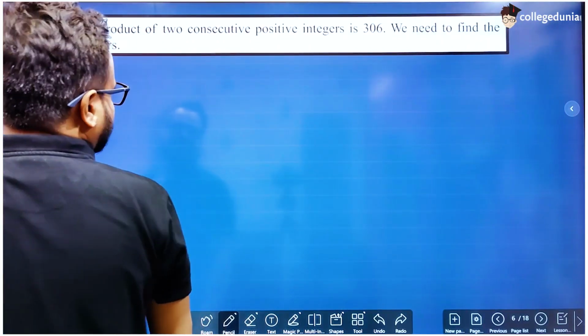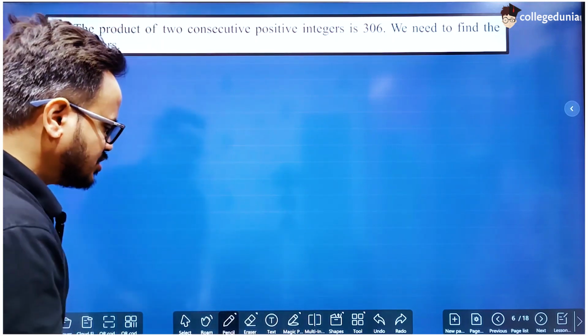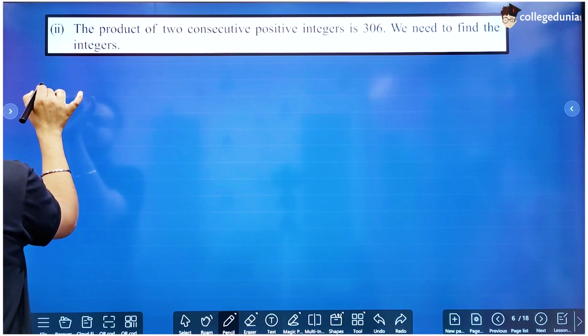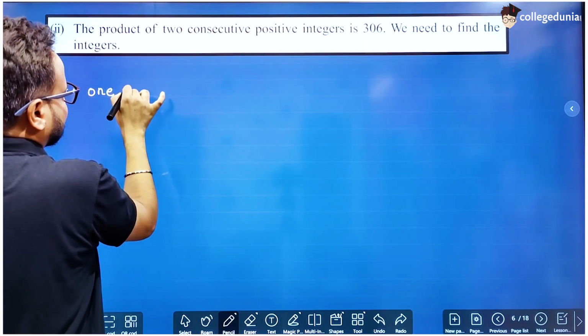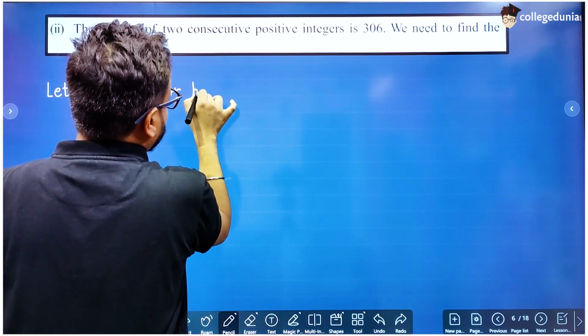The product of two consecutive positive integers is 306 and we need to find the integers. So the product of two consecutive positive integers, let one integer be x.